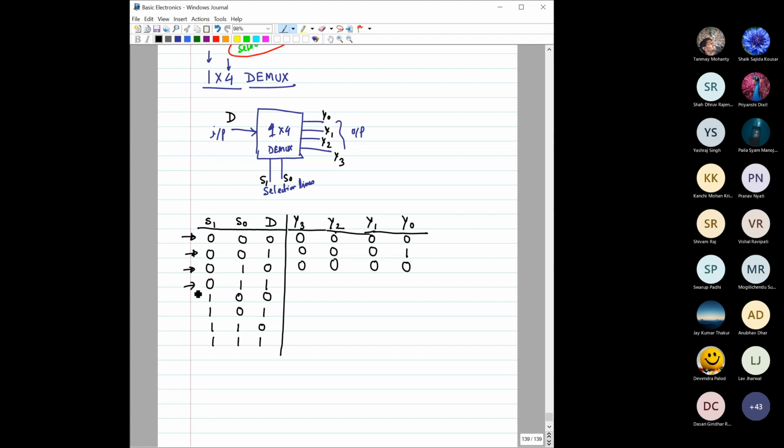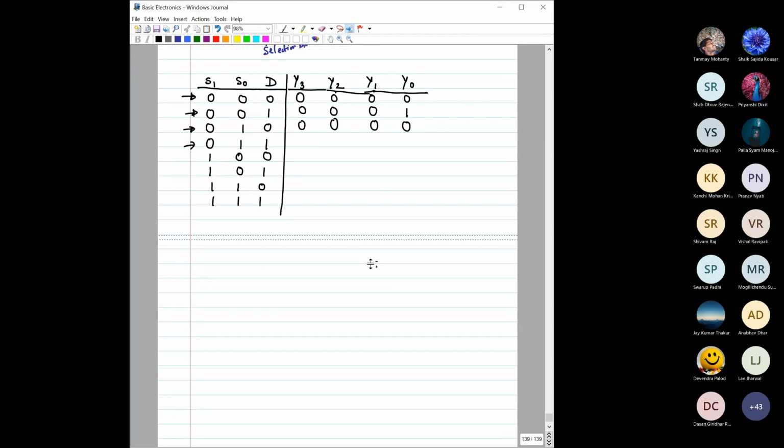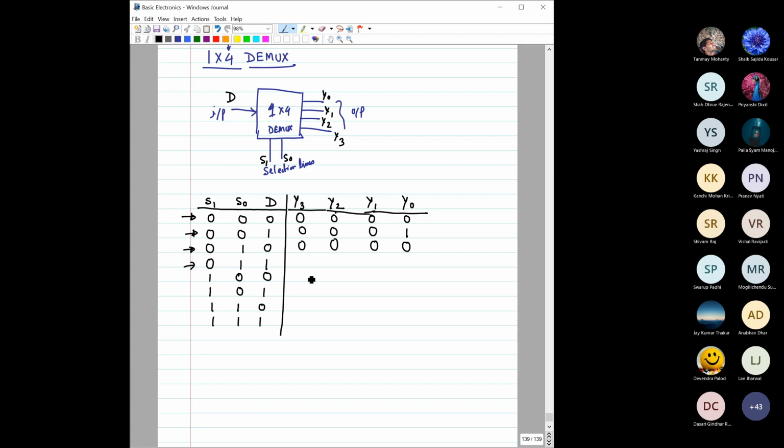Okay, for the fourth case, Y1 is 1 and the others are 0. Here Y1 is equal to 1, right? Rest of them are 0. Okay, similarly here the data is 0, so everything would become 0.